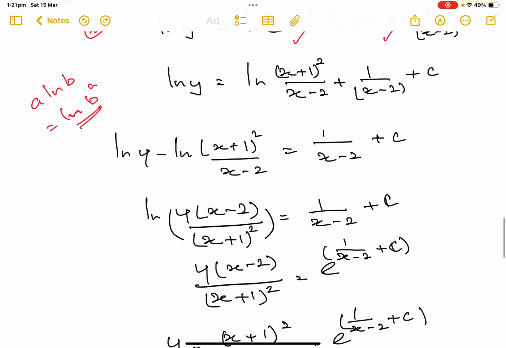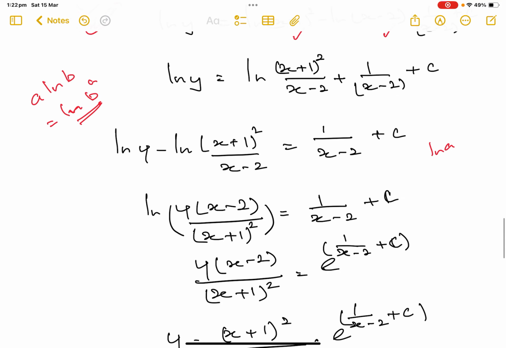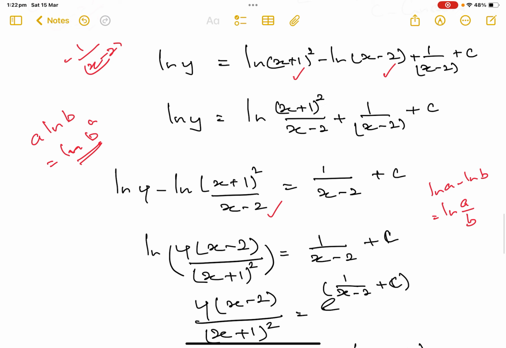Say on this side, I'll write it ln a minus ln b, that is equal to ln a over b. That is exactly what I did here. So it is then, here. So ln y on the left-hand side, ln x plus 1 squared over ln x minus 2, and then 1 over x minus 2 on its own, and plus c.